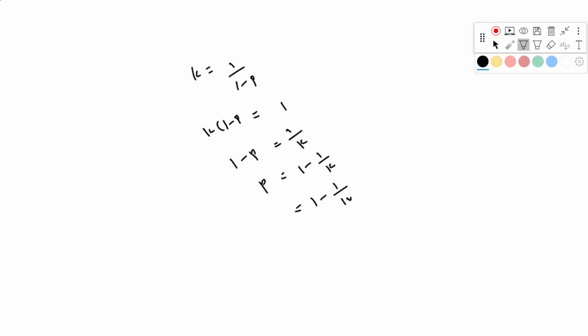Average value of link is 100. Probability? So we have one formula, K equal to 1 by 1 minus P, right? So how can I write? K into 1 minus P equal to 1, right? So 1 minus P equal to 1 by K, P equal to 1 minus 1 by K. So 1 minus 1 by 100. If you calculate this, then your answer will be 0.99.